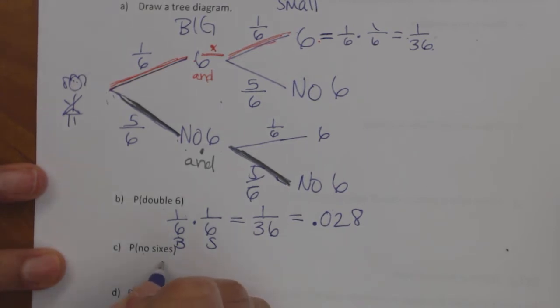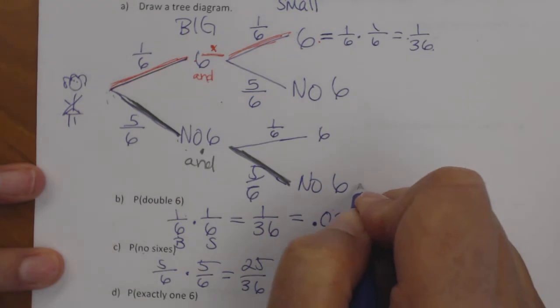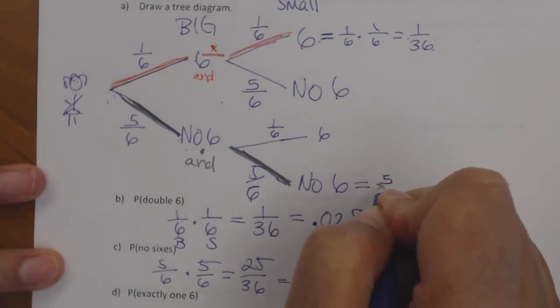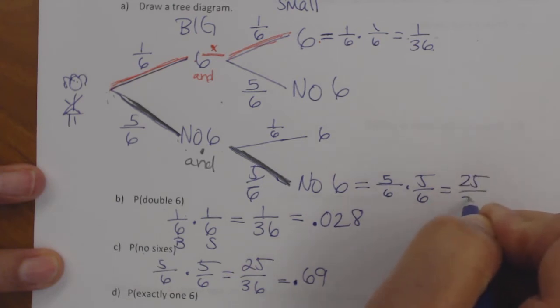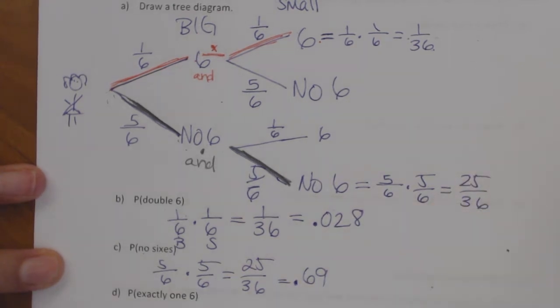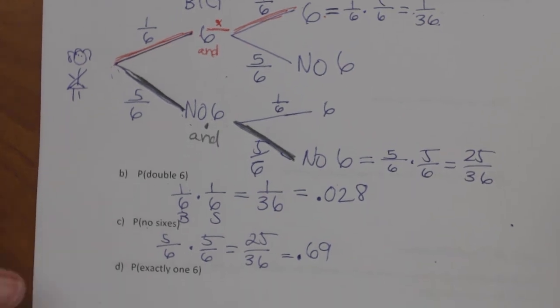So what we get is 5 out of 6 times 5 out of 6, which gives us 25 out of 36. And that's going to reduce to 0.69. So we have about a 69% chance that we're going to roll no sixes, and that's pretty good. So this pathway here is 5 out of 6 times 5 out of 6, which is 25 out of 36. Now, if you wanted to go and make the other pathways, you can.